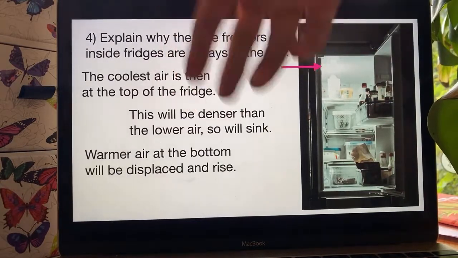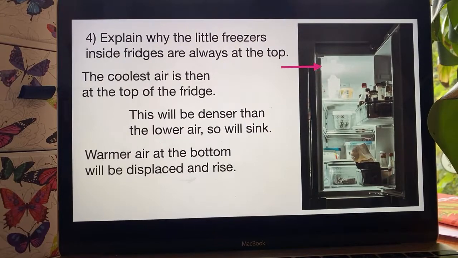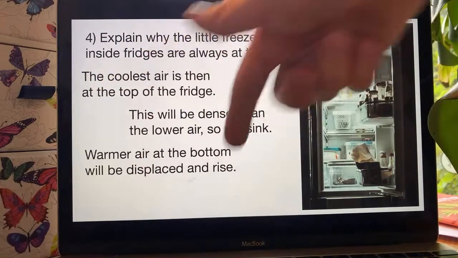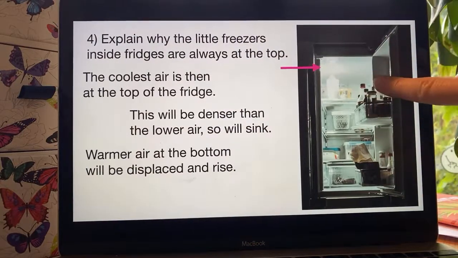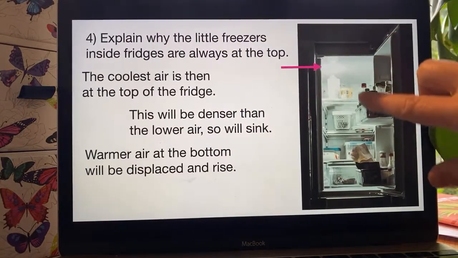So for IGCSE, I would always be using the word density. And then warmer air at the bottom will be displaced. Great word, it means knocked out of the way. So the cold air is at the top of the fridge. That's denser, so it sinks down.